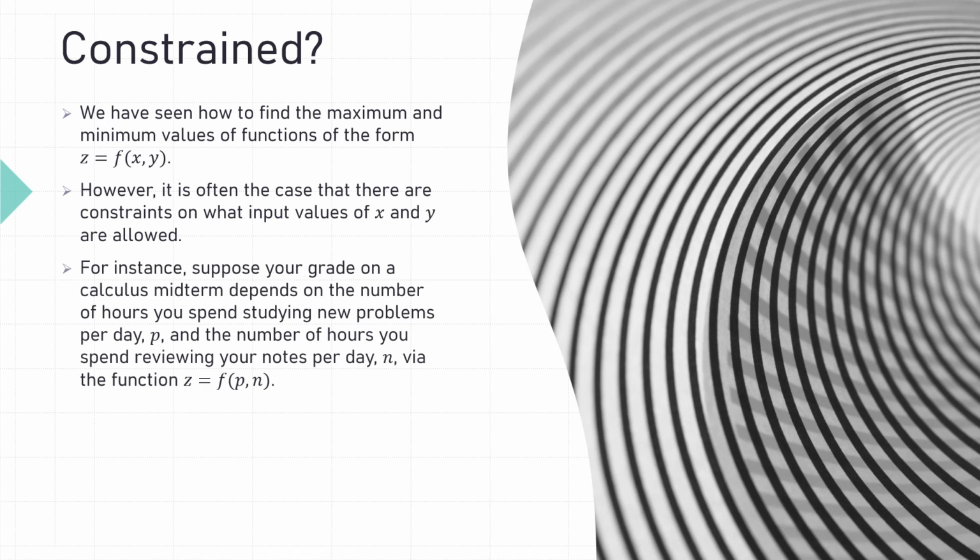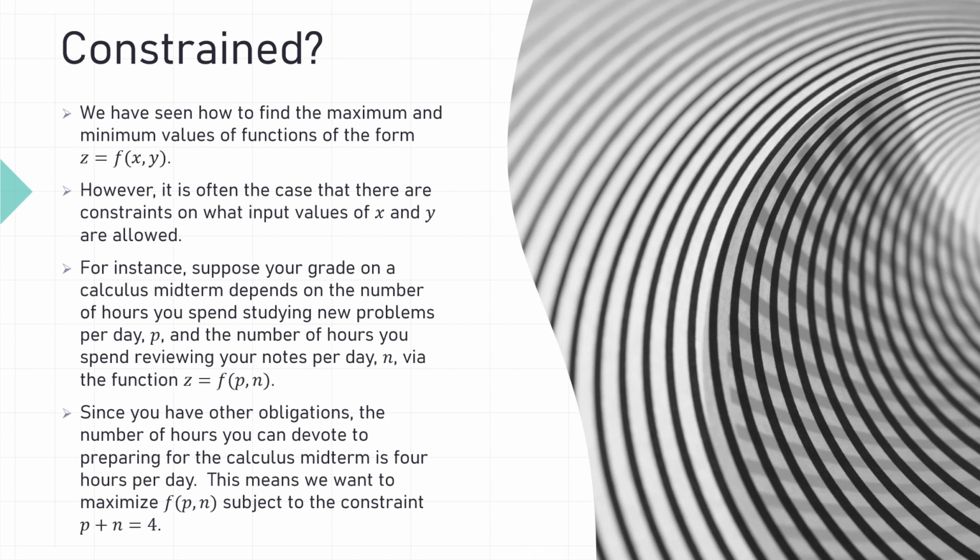So for an example of this, suppose your grade on your midterm depends upon how many new problems you're doing when you're studying, which you should do, new problems when you're studying, and how many hours you spend reviewing your notes. So the number of new problems is given by p, the hours you spend studying your notes is given by n. So we have some function z is equal to f of pn, where this z is giving your grade on the midterm. However, you have other classes you have to study for, other things you need to do, so you can't just spend an unlimited amount of time each day studying, doing new problems, and studying your notes.